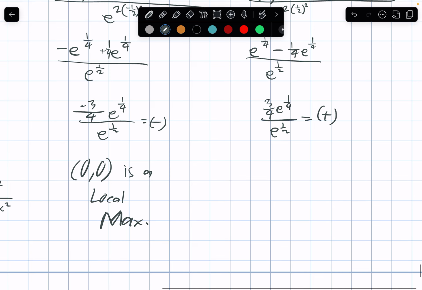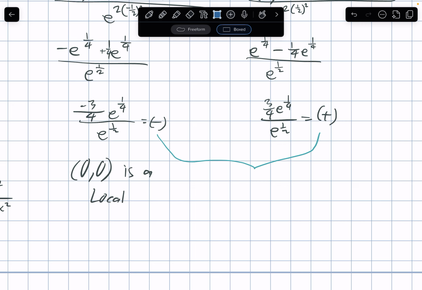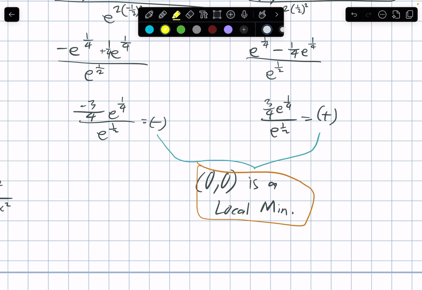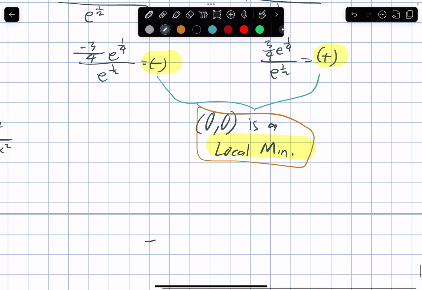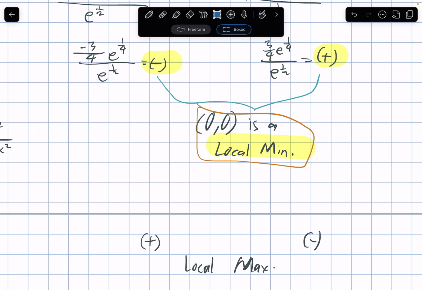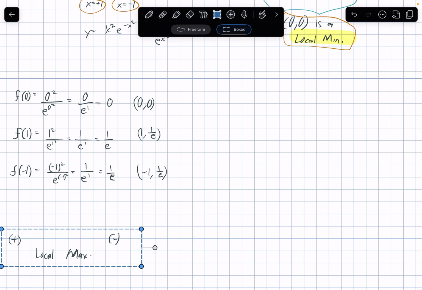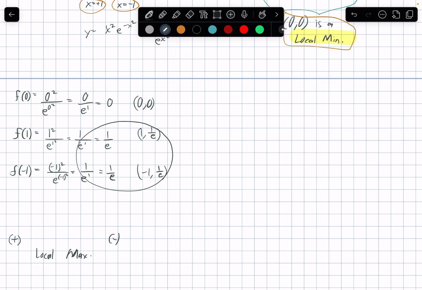So essentially, it's a positive value. So coming from a negative to a positive value, that means 0, 0 is a local minimum. So take note of that. From negative to positive, that means local minimum. And if ever you're wondering, what if it's the other way around, from positive to negative? Then logically that is local maximum. Now you know. So that's just for one critical point. We have 2 more to go.